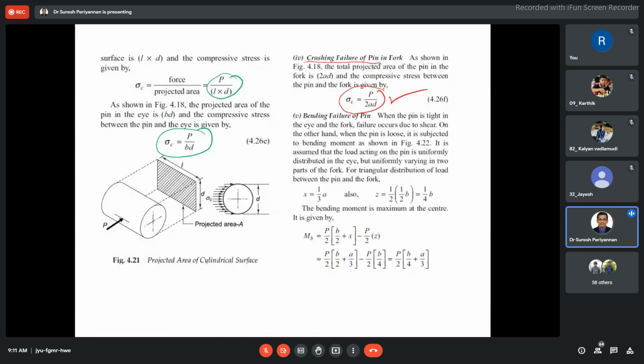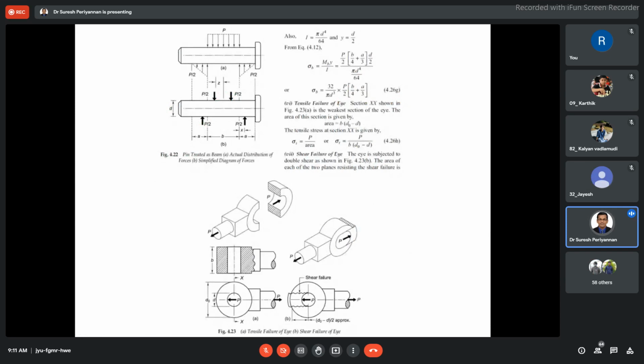Now I come to the bending failure of the pin. See here, we discussed a similar calculation in the last class about the Carter joint. Please follow what I told you earlier. This uniformly distributed force here is a uniformly varying load acting with respect to the center of the pin. This is the uniformly varying load in the beam. This is for our understanding, and I am repeating it here.